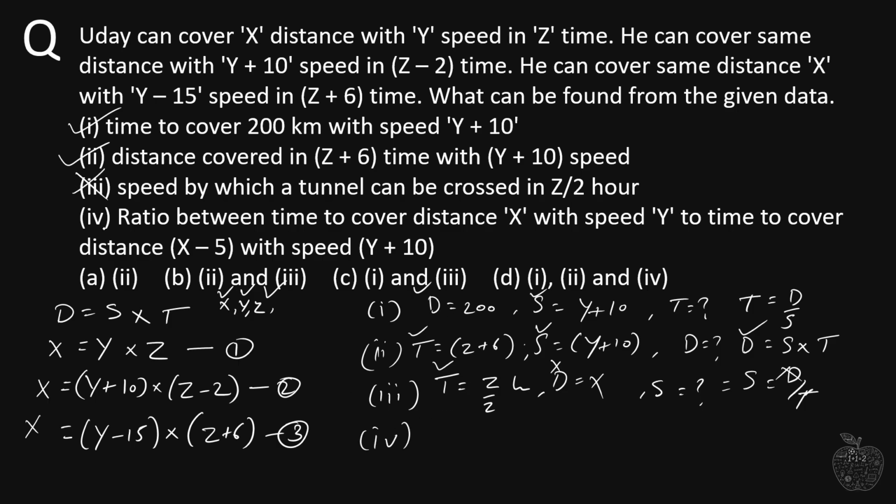Now last point, point 4. Ratio between time to cover the distance x with speed y. We know that time is equal to distance upon speed, right? So here the ratio of times is asked. Distance is x divided by speed, which is y, is to time to cover distance x minus 5, so distance again is x minus 5 divided by speed, which is y plus 10. And we know the value of x and y here. From these three equations we can get the value of x and y. So after solving this we will get the required ratio. So point 4 can also be calculated.